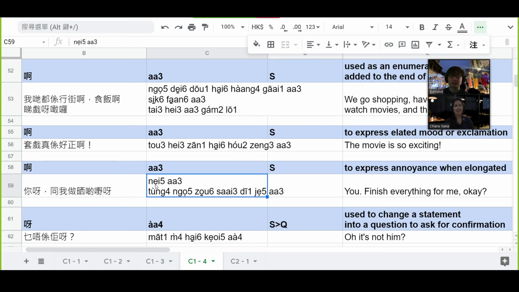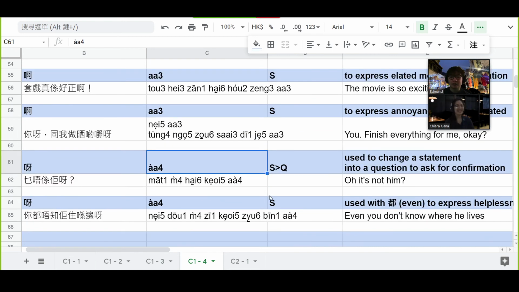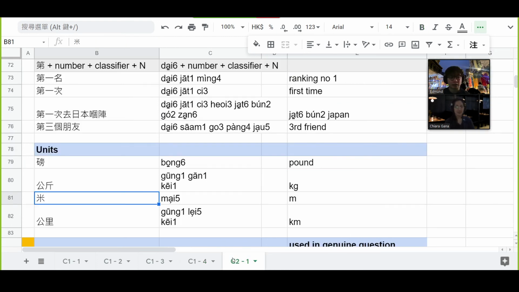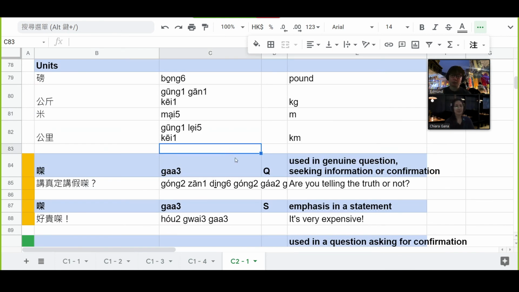你啊, 你啊, like that. 同我啊. Okay. And then the fourth one is fourth tone, you add it to a statement to make it a question to ask for confirmation. Or there is another way you use it with 都 to mean that you are disappointed, you are helpless. Okay. So adding to that, usually people say this ga is a combination of ge and a.